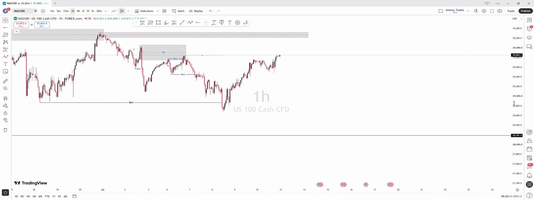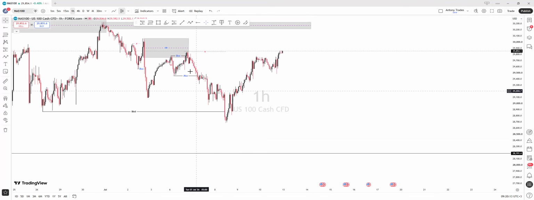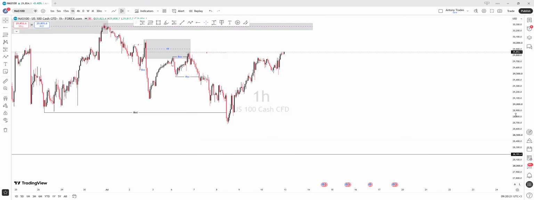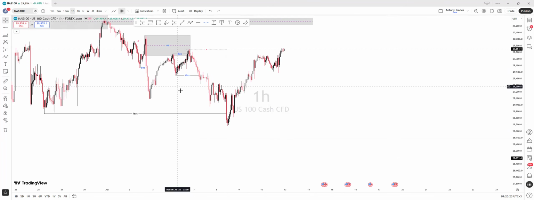So if you would like to know what you have done with this area here, or what confirmation you would have taken here, just find the video that we uploaded on Wednesday, and you'll see that confirmation from there.